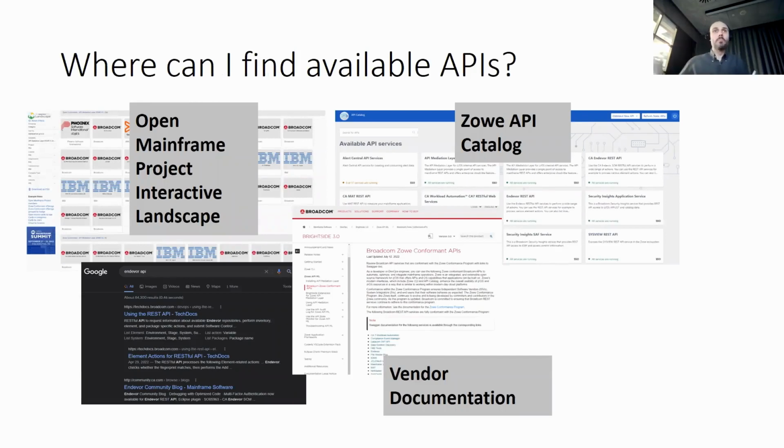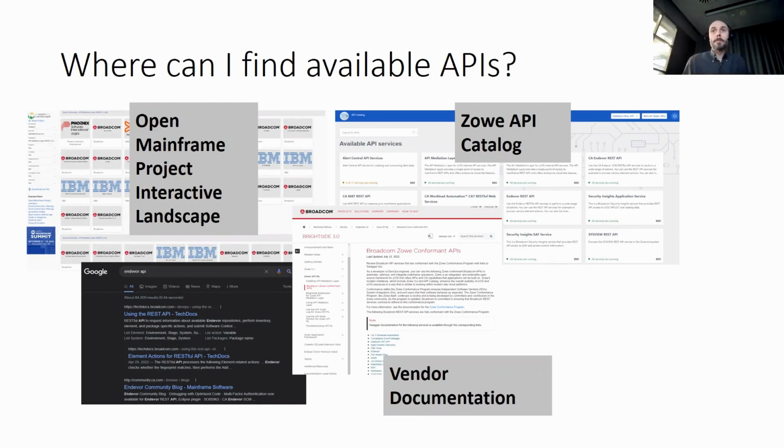So we've looked at what mainframe APIs are. We've looked at stakeholders, but how do we learn what APIs are actually available out there? Or indeed, if you have a particular use case in mind, as a potential API consumer, is there an API out there to support the use case that I'm thinking about?